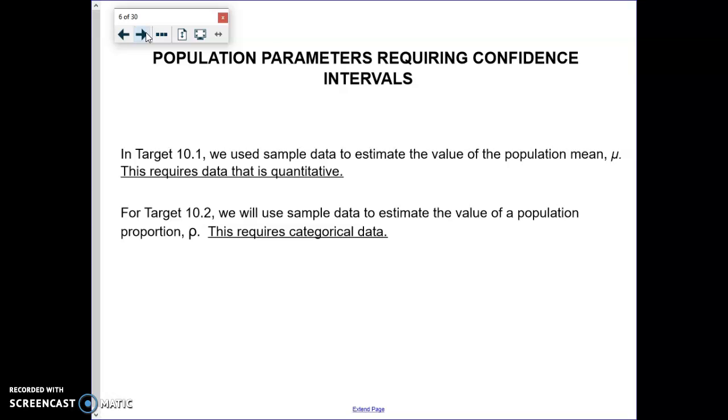Your data was numerical in nature, like a sample of female heights, a sample of male shoe sizes, ACT scores, or the amount of money someone makes. Well, for target 10.2, we're going to use sample data to estimate the value of a population proportion rho. This requires categorical data. In other words, if you flip a coin, what proportion of times did you get tails? What proportion of times did you get heads, and so forth. So your data here is going to be categorical and not quantitative.